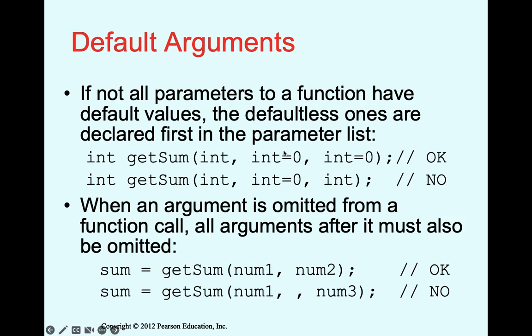But please, if you want to make a default argument, first you need to define the arguments that do not have default values, and then the arguments that have default values. So it's okay to define it like this, but it's not okay to define it like this, because you should bring this variable here before the default values, as the last values. Also, when you call this function, if you omit one argument, you should omit all the arguments after it.